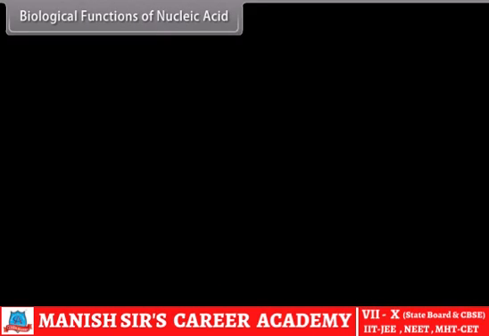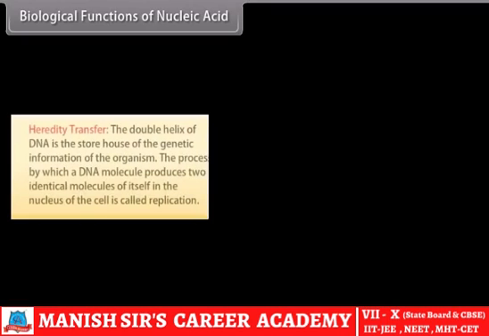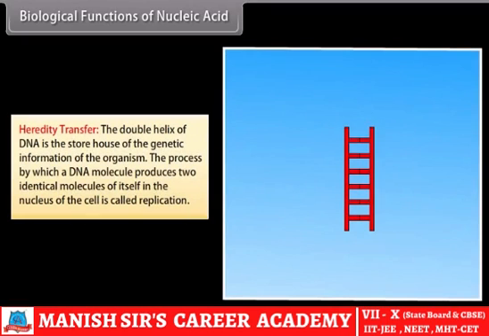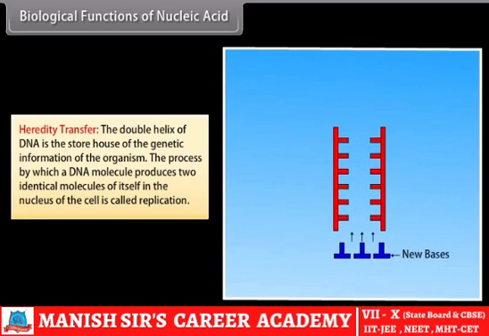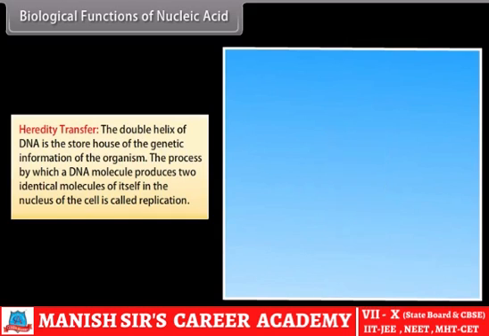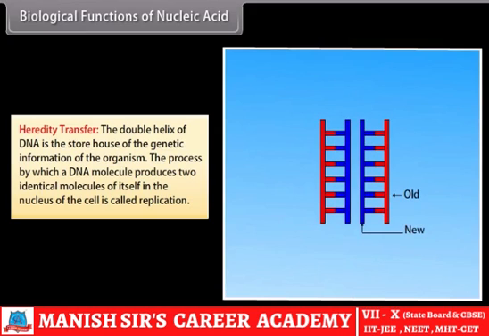Biological functions of nucleic acid. Heredity transfer: the double helix of DNA is the storehouse of the genetic information of the organism. The process by which a DNA molecule produces 2 identical molecules of itself in the nucleus of the cell is called replication.